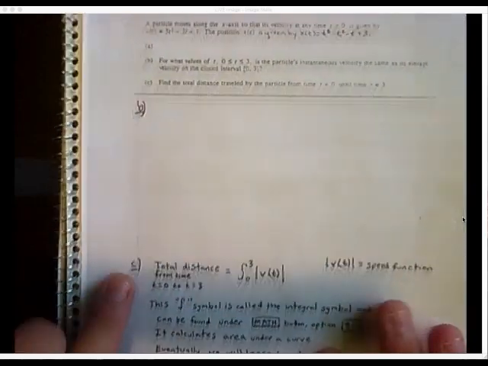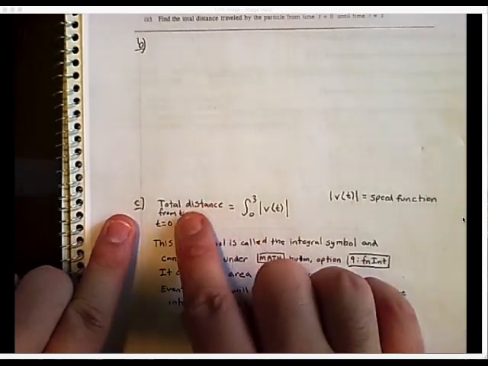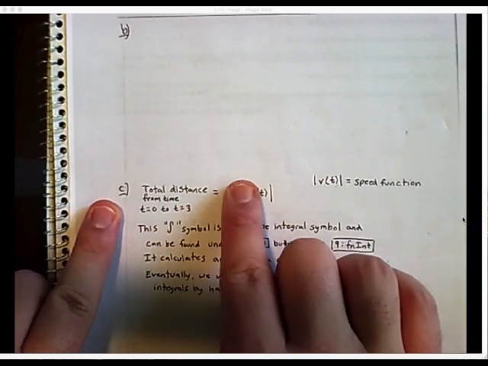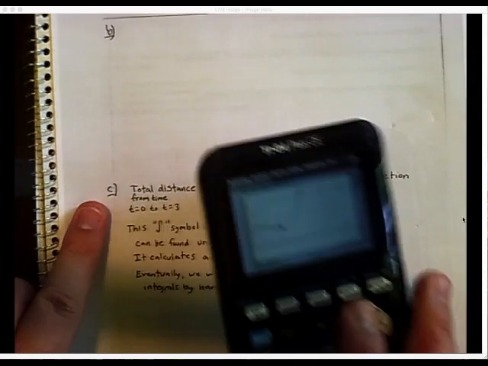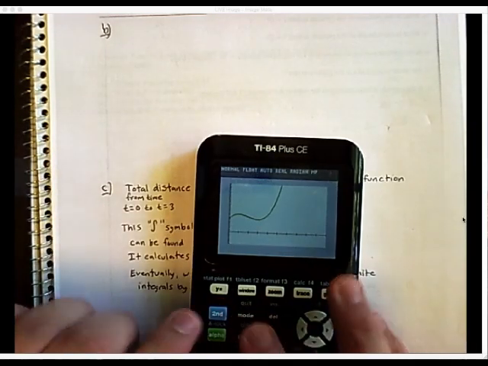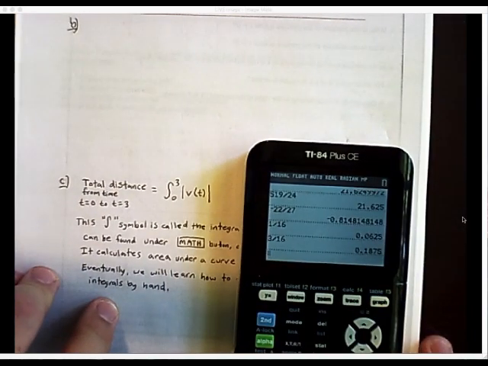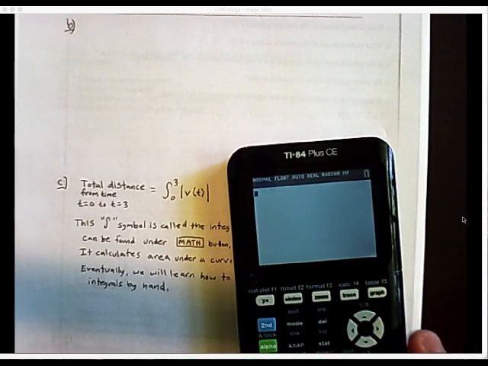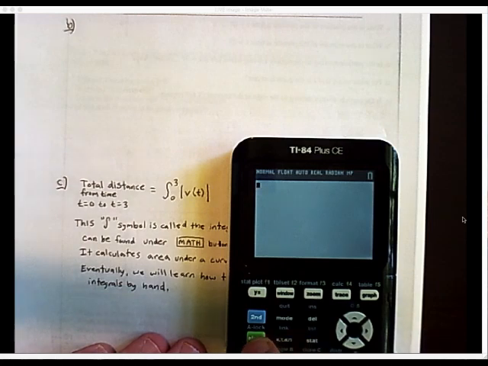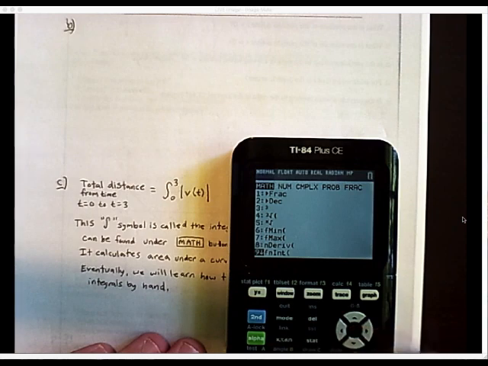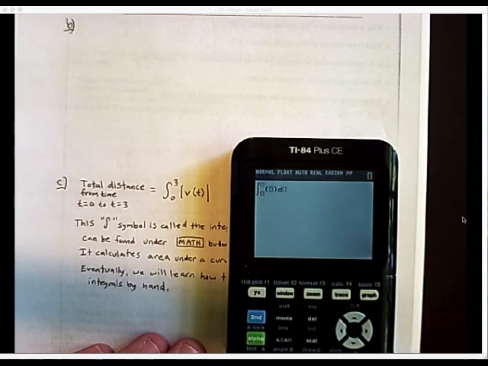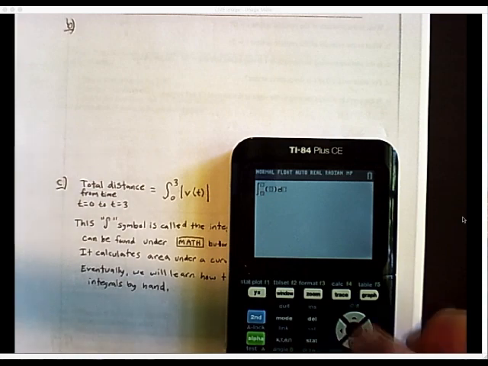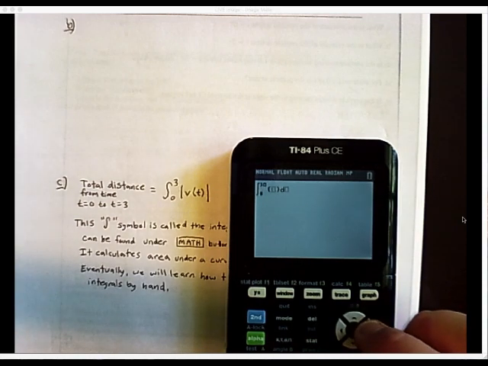But to do part C, if the question asks you about total distance, you have to use this function, which is called an integral. And let me show you how to get that on the calculator. To get that symbol on your calculator, you would hit math, then go down to option 9, which says function integral. And when you do that, you get that weird symbol that looks like an S. And you would just put 0 to 3.